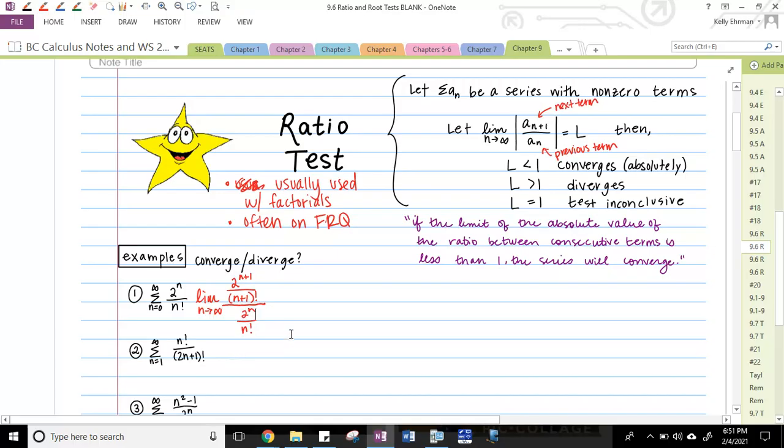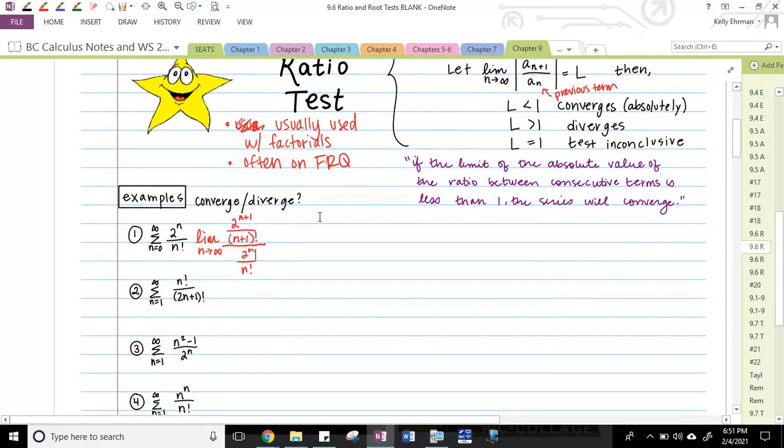Now this is the only time I'm going to write this complex fraction like this. For every other problem, I'm going to go straight to my next step, which is to get rid of that craziness and just write it as 2 to the n plus 1 over n plus 1 factorial. Let's just get straight to multiplying by the reciprocal of this.